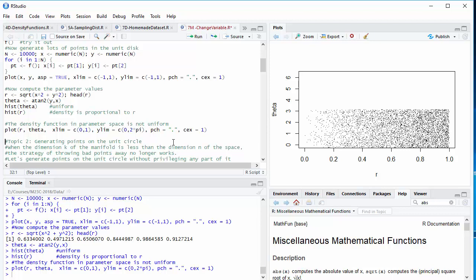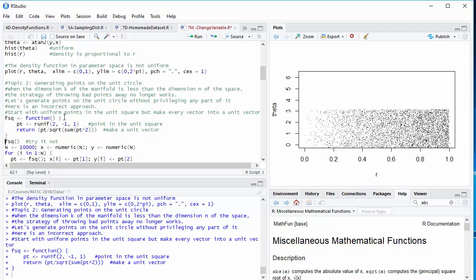Now let's try a more challenging problem. That strategy of throwing away bad points doesn't work if the dimension of the manifold, 1 in the example I'm about to do, is less than the dimension of the space, 2. In other words, I can't generate points on the unit circle by generating points in the plane and throwing them away if x squared plus y squared is different from 1. I'd end up throwing almost everything away.